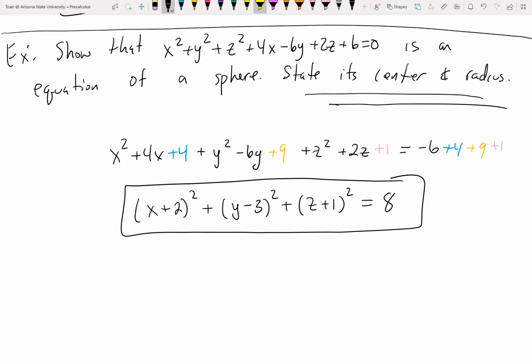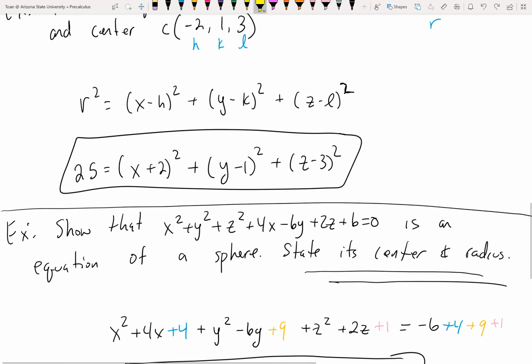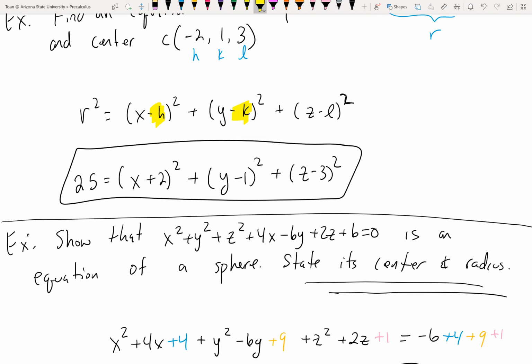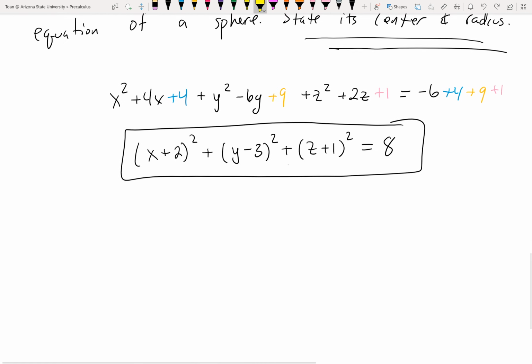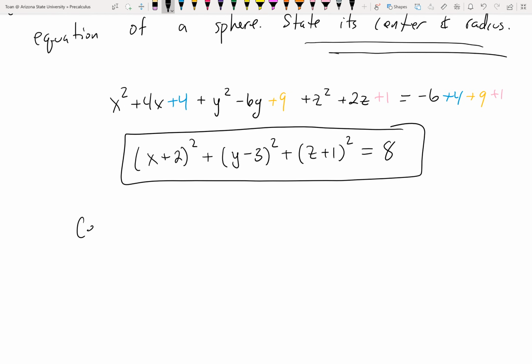So just remember, the centers are the numbers that are adding and subtracting the x, y, and z. But it's always backwards. Remember, the general structure of a sphere is always minus h, minus k, minus l. So these numbers here are actually minuses. So h is not positive 2. H is actually the opposite of 2. So the center is going to be opposite negative 2, comma, opposite positive 3, comma, opposite negative 1.